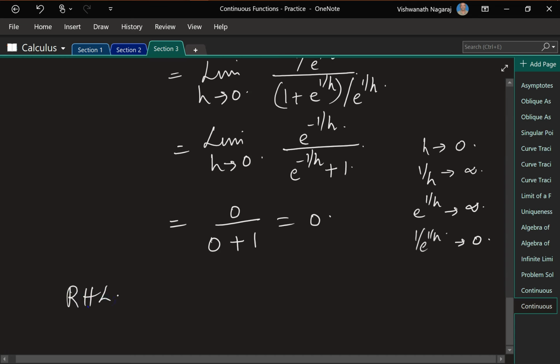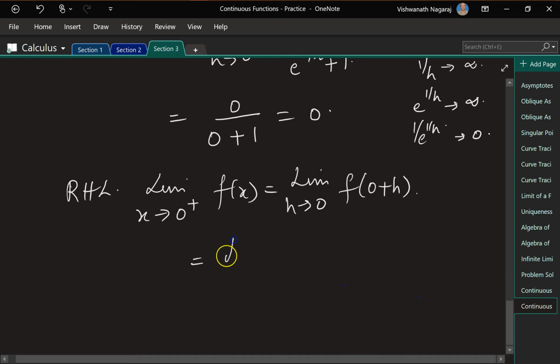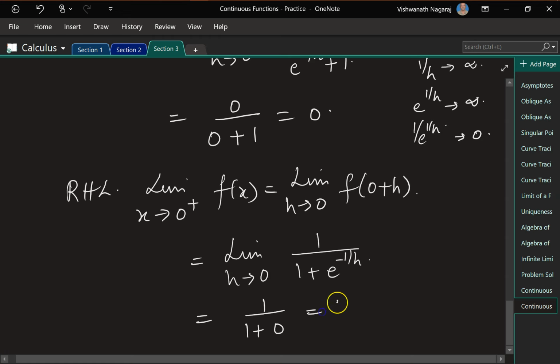Okay. So RHL, limit as x approaches 0 from the right hand side of f of x is equal to limit as h approaches 0 of f of 0 plus h. Now limit as h approaches 0 of 1 by 1 plus e to the power of minus 1 by h, and we can directly take the limit. So 1 by 1 plus e to the power of minus 1 by h is 0 when we take the limit, which is equal to 1.